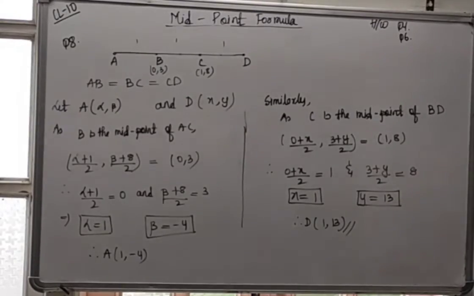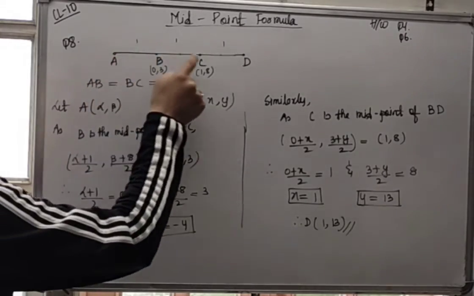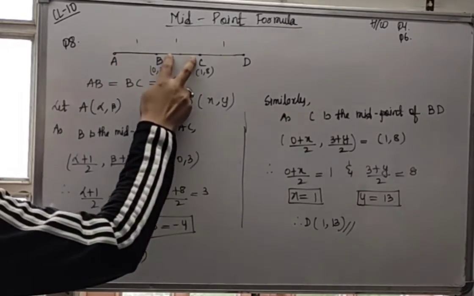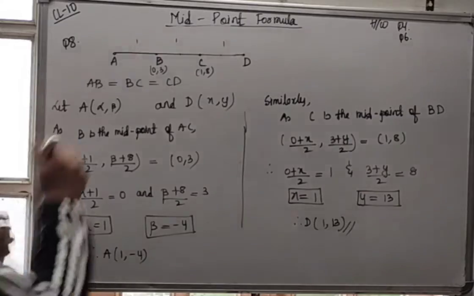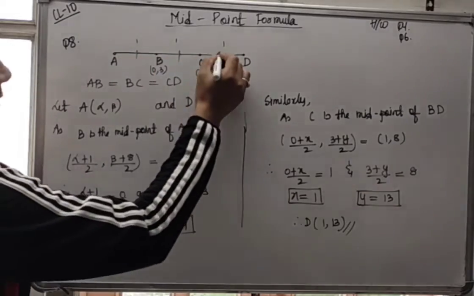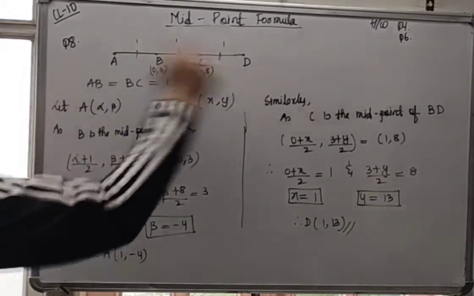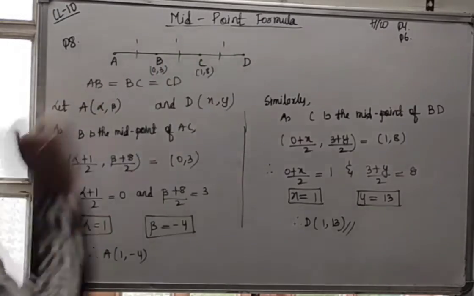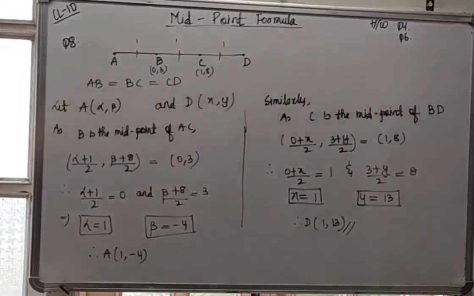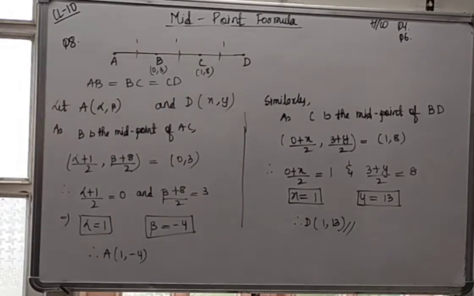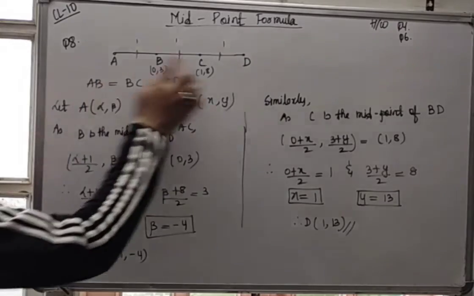Alright, boys, let's move on to the next sum. That is question number 8. The question says a straight line ABCD is such that AB equals BC equals CD, which means these lengths are equal. ABCD is a straight line where these are equal. The coordinates of B and C are given to us: B is (0, 3) and C is (1, 8). You are asked to find the coordinates of A and D.